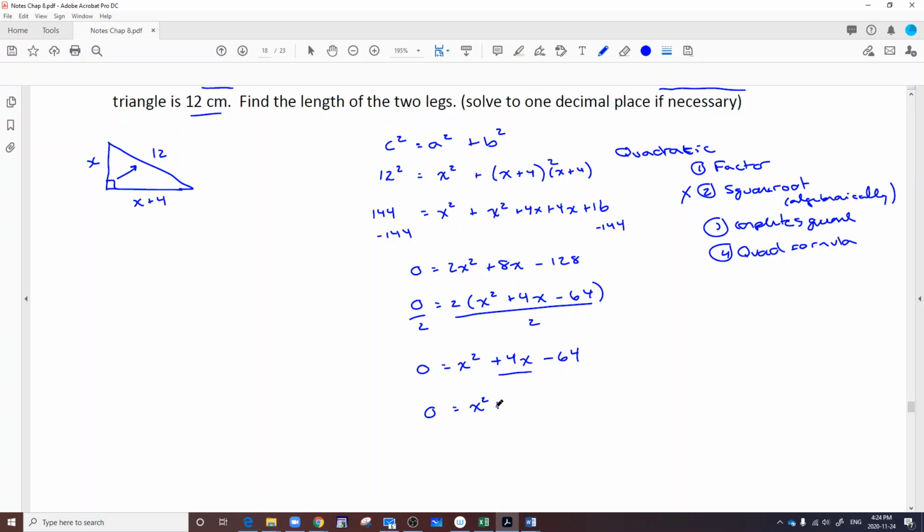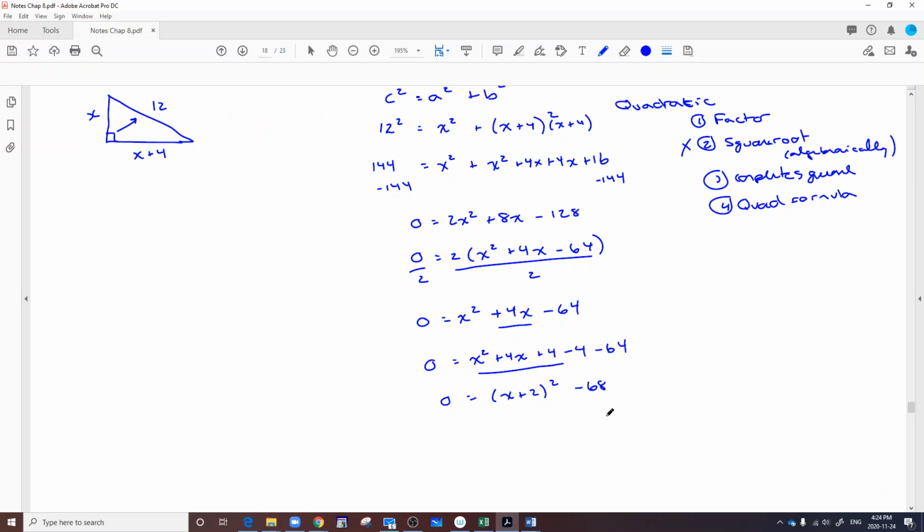So x squared plus 4x. I'm going to take half the middle term, which is 2. I'm going to square it to get 4, and I'm going to add it, and I'm going to subtract it. Then I'm going to factor my perfect square down to x plus 2 all squared, and I've got minus 68. So now I can solve using the square root method.